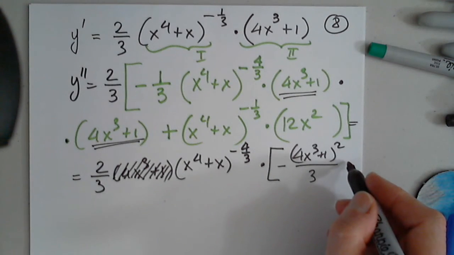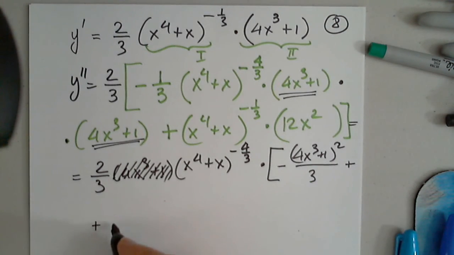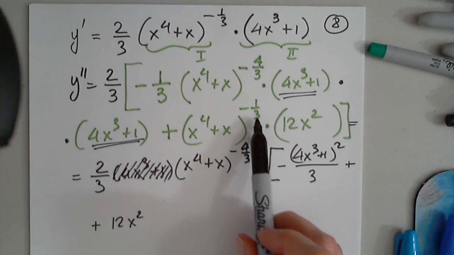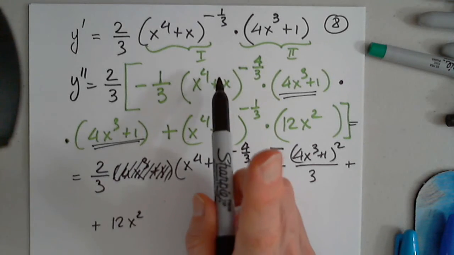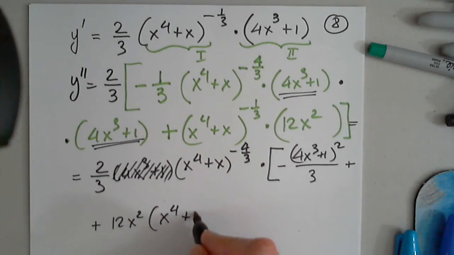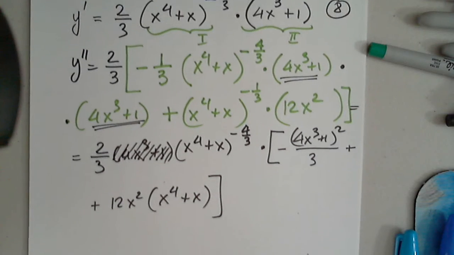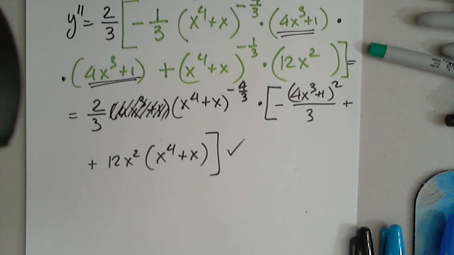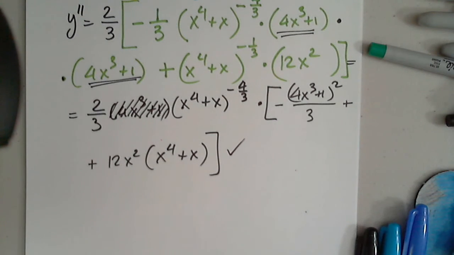And then plus 12x squared, and then what is left from here? -1/3 minus 4/3 is 1. So this is x to the 4th plus x, which is still a mess, and there is nothing really I can do more than that. I can find the least common denominator, square that, that's fine. Let's leave it as is. Okay, so I think we're ready for word problems now, so let's take a look.